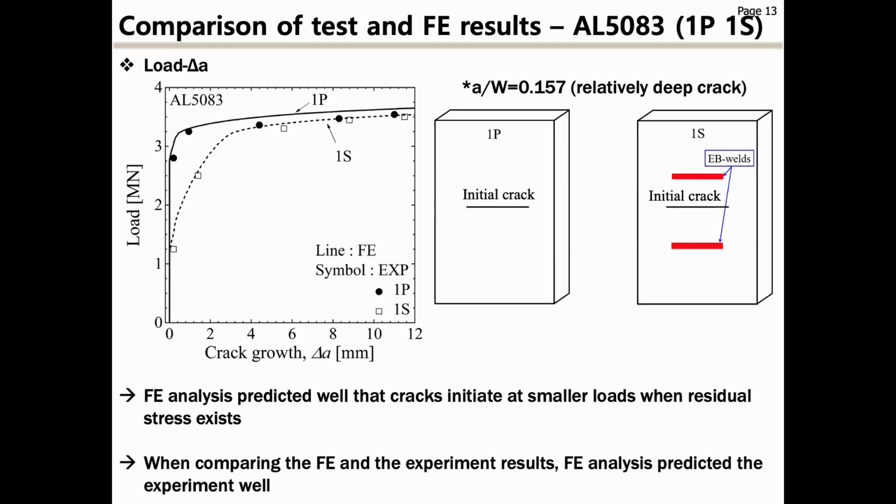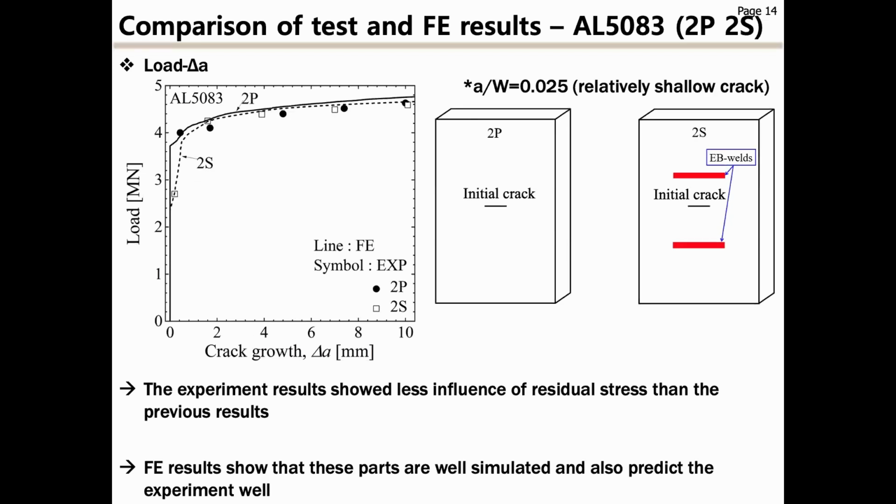First, here are the FE results for AL 5083. 1P1S corresponds to the relatively thick crack among the two sets of AL 5083 experiments. The line is FE results, and the symbol is experiment results. FE analysis predicts that cracks initiate at smaller loads when residual stress exists. When comparing the FE and the experimental results, FE analysis predicts the experiment well.